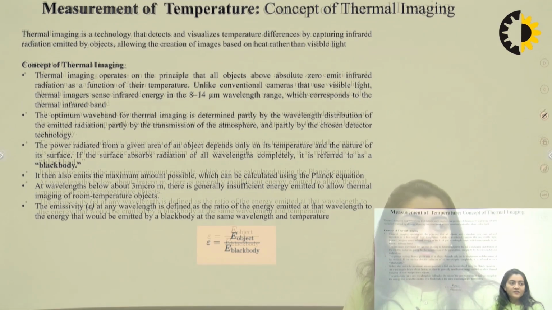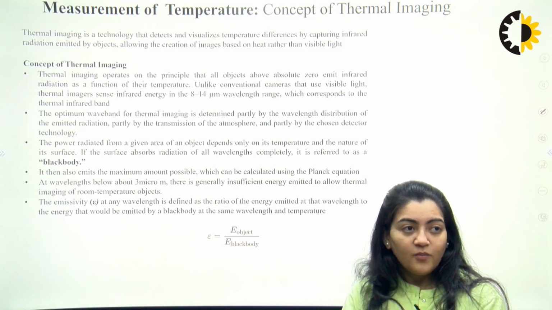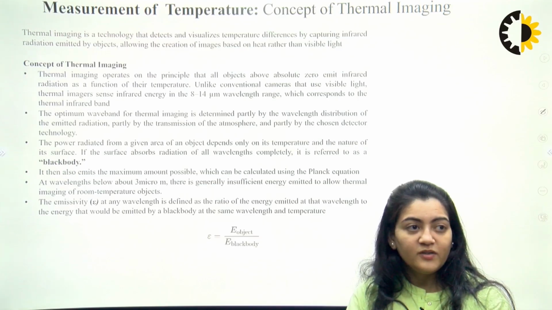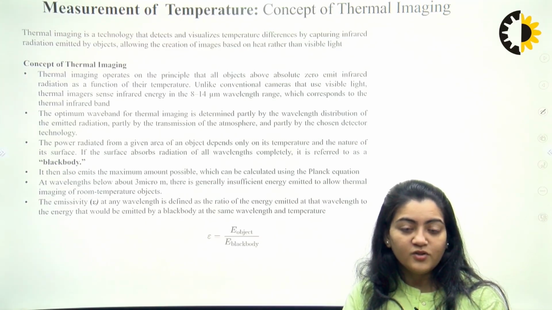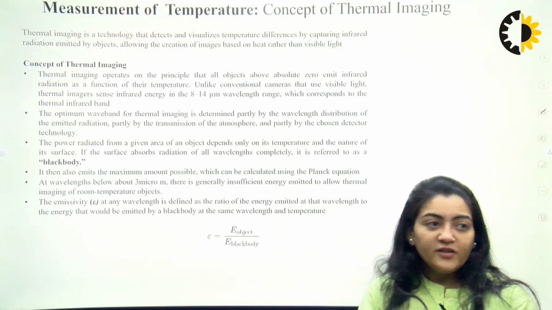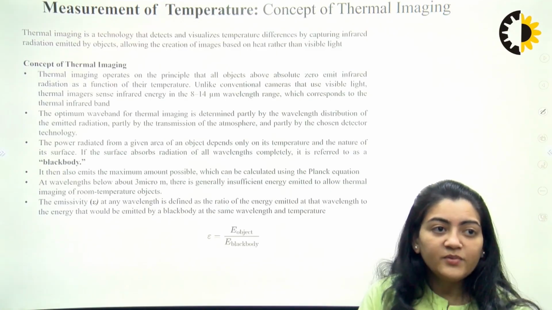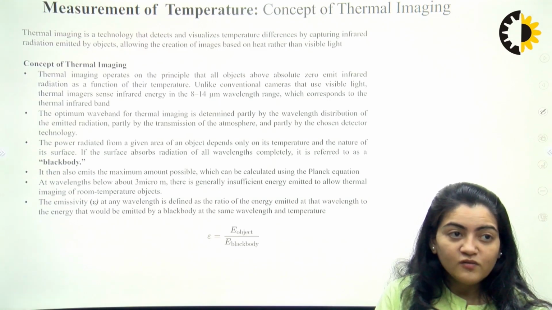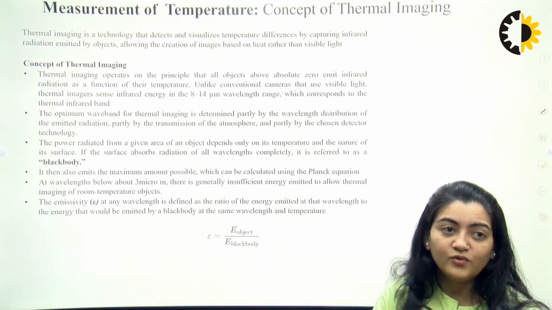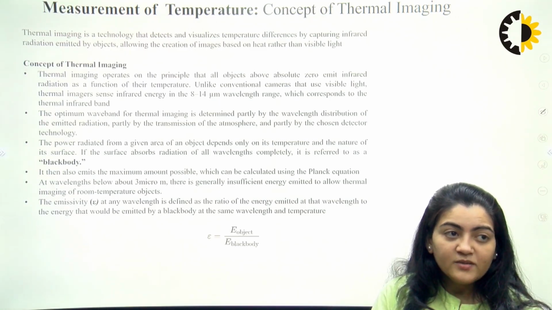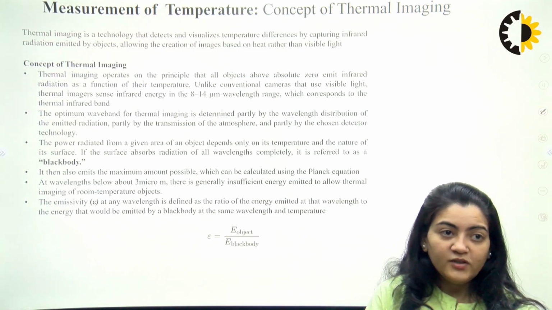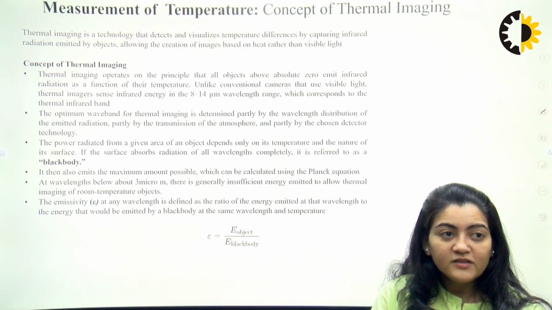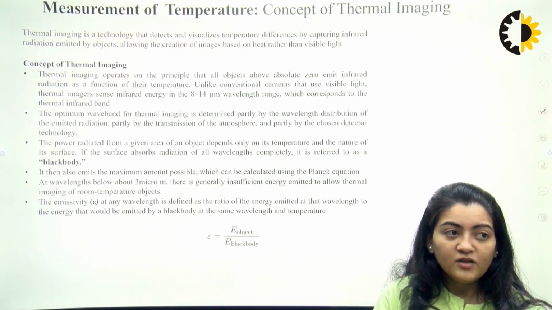In the thermal infrared band, the optimal waveband for thermal imaging is determined partly by the wavelength distribution of emitted radiation, and partly by transmission of the atmosphere. The power radiated from a given area of the object depends only on the temperature and the nature of the surface. If the body absorbs all wavelengths, it is called a black body. It also emits the maximum amount possible, which can be calculated using Planck's equation. At wavelengths above 3 micrometers, there is generally sufficient energy emitted to allow thermal imaging.